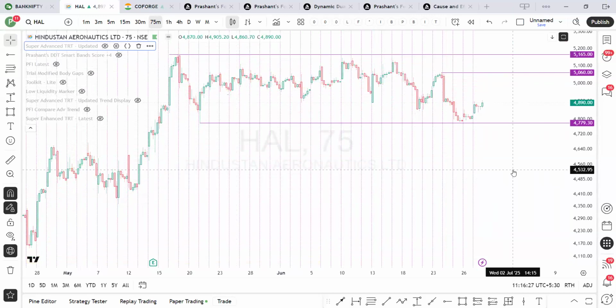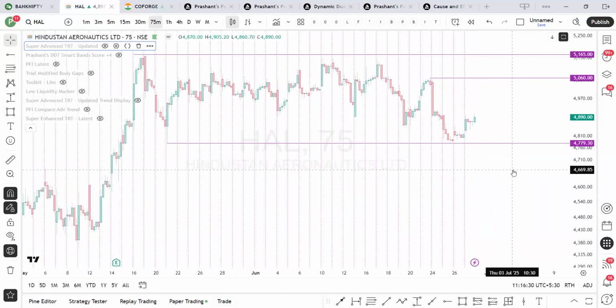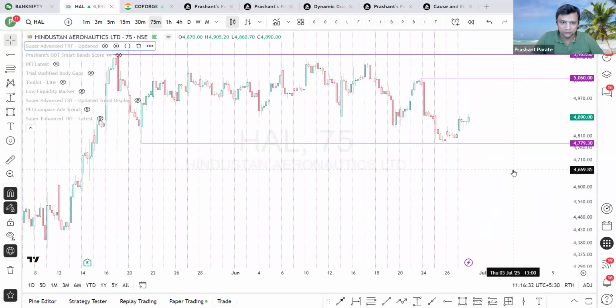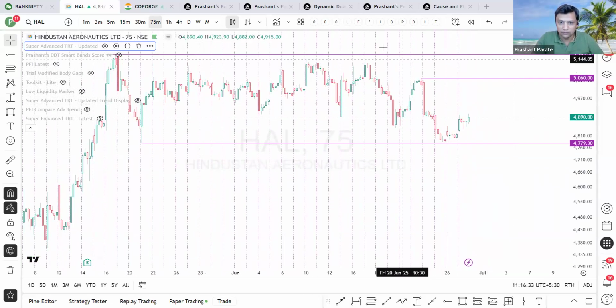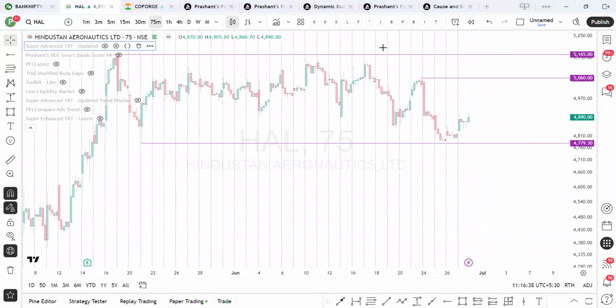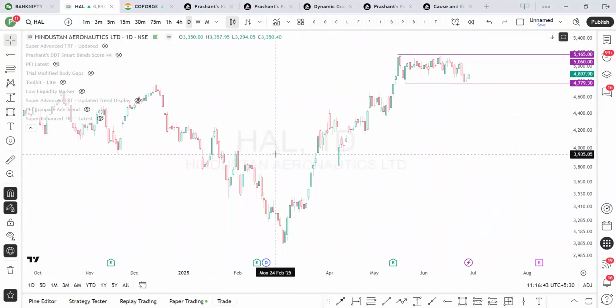My question was only about the shorting opportunity. But the stock is now in such a strong uptrend. That's why I was confused. Should I short it or not? Overall market conditions are also very important.